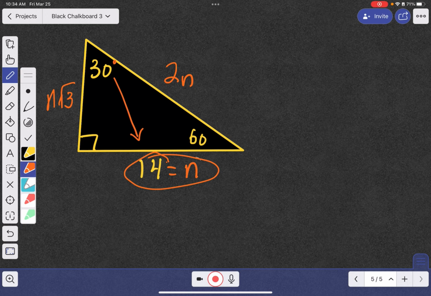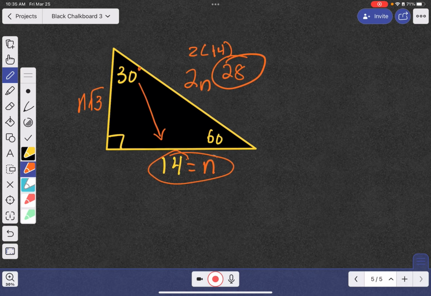So when we find the hypotenuse, it's just 2 times n. Well, my n value is 14. So 2 times 14 is 28. So the length of my hypotenuse is 28. The leg is n times the square root of 3. My n is 14, so that makes this 14 times the square root of 3. And those are your answers, and you're done. There's nothing left to do with it. So if they give us this one, pretty easy, right?